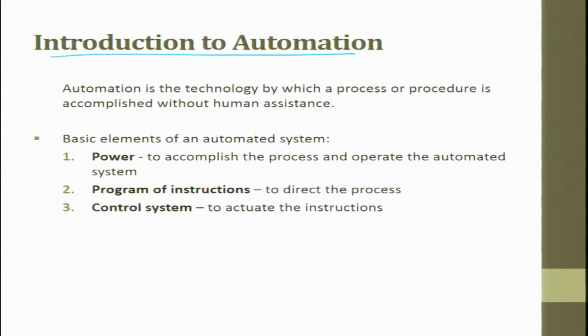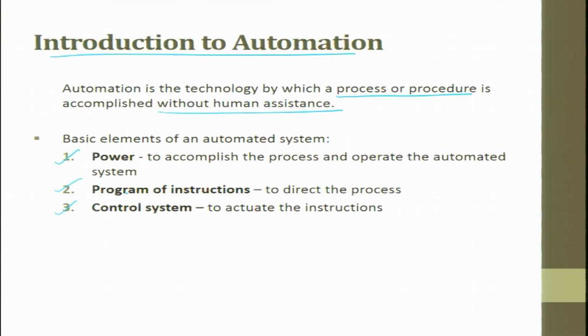Automation is a technology by which a process or a procedure is accomplished without human intervention or assistance. That is called automation. There are three elements of an automated system. One is power, another is program, and the third is control. Control is nothing but the actuation system. Program of instruction is nothing but what is to be done, the direction of the process.